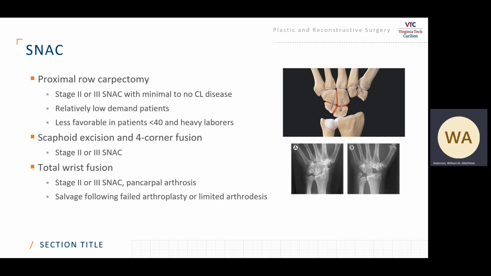Proximal row carpectomy, indicated in stage 2 and 3 SNAC, with minimal to no capitolunate disease. Scaphoid excision and four-corner fusion, again, stage 2 or 3 SNAC. Total wrist fusion, later stage disease, pancarpal arthrosis, and again as a salvage procedure.